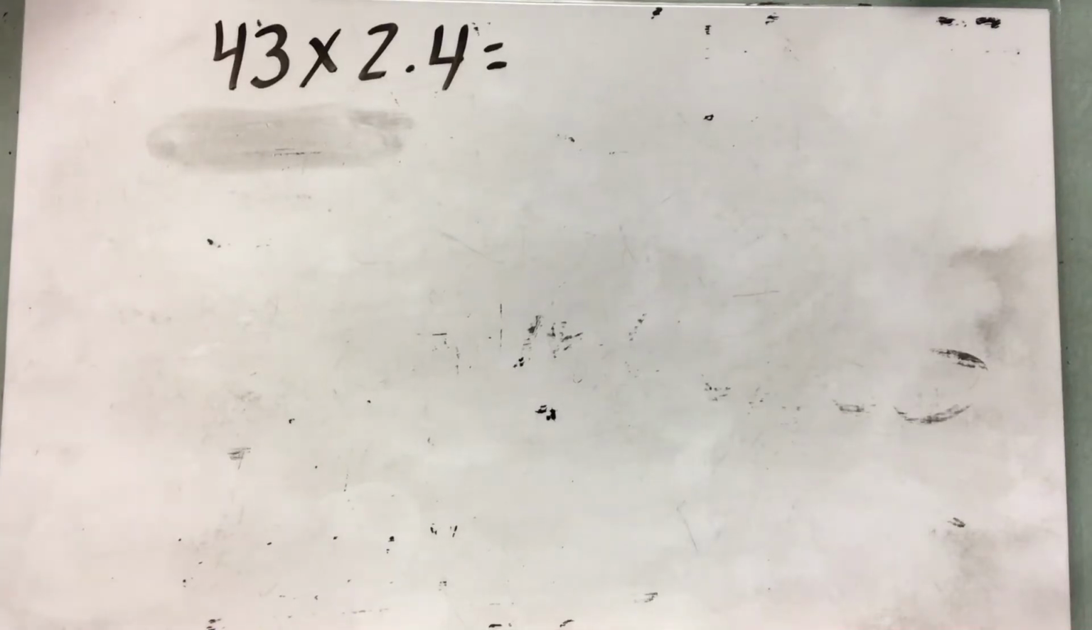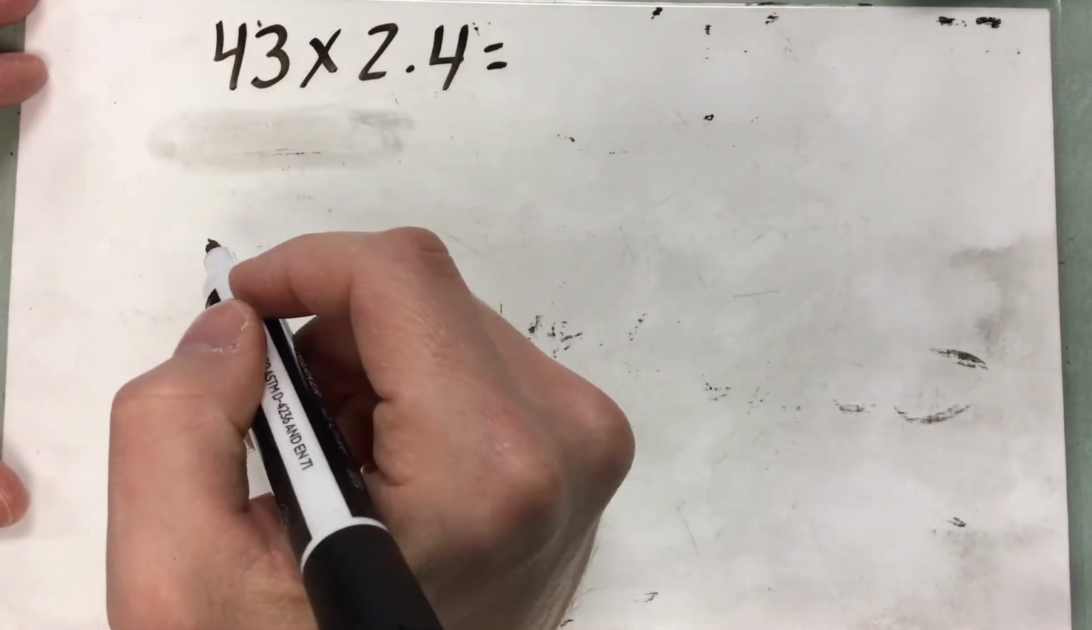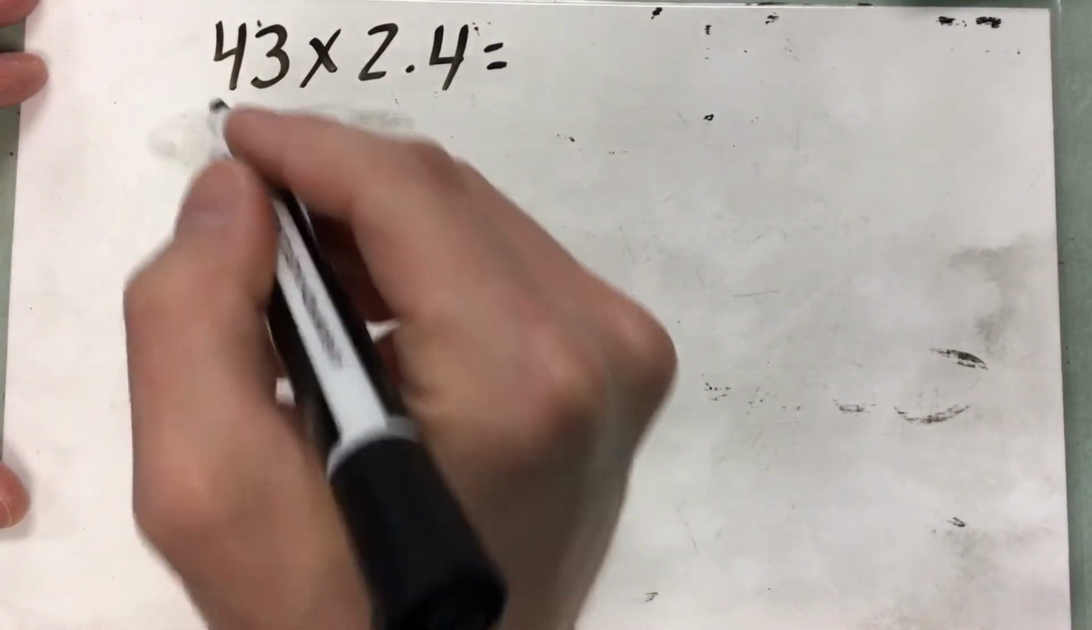In today's lesson, we're going to be learning how to multiply decimals by whole numbers. So let's look at the first problem. We have 43 times 2.4. Let's go ahead and round these numbers to get a good estimate of what our product should be.